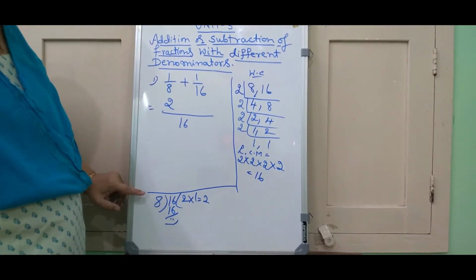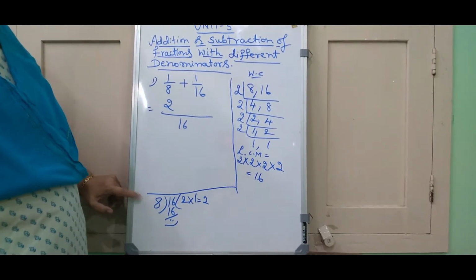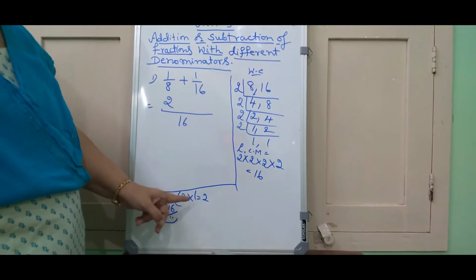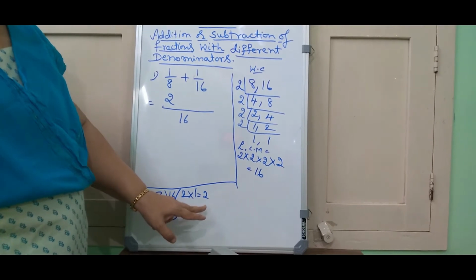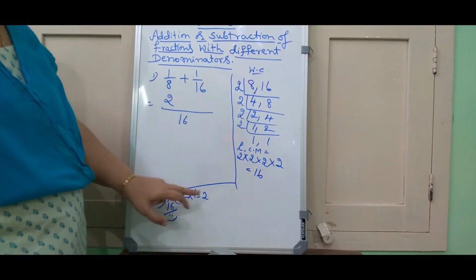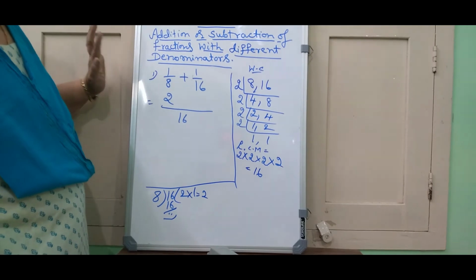by the denominator of the first fraction. Denominator of the first fraction is 8. You can see here 8 2s are 16. This 2 must be multiplied by 1. 2 1s are 2. This number I have written here.